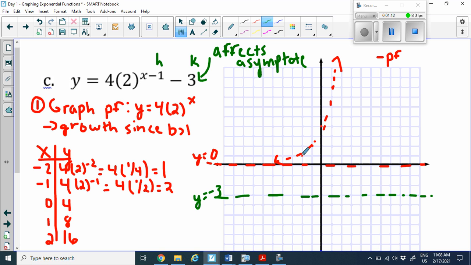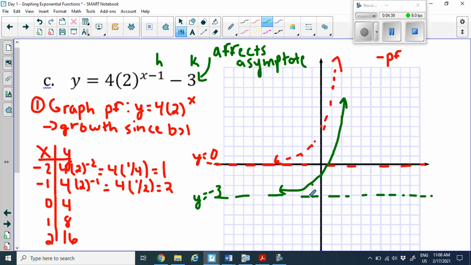Okay, so now I take my point, I go over to the right one, down 1, 2, 3. Then I go over 1, down 1, 2, 3. And then over 1, down 1, 2, 3. And then over 1, down 1, 2, 3. And I'm going to make this solid. There we go. Okay, and so there's my function.